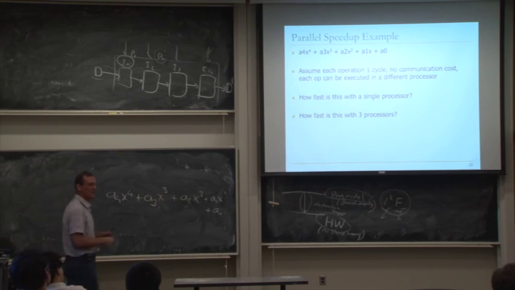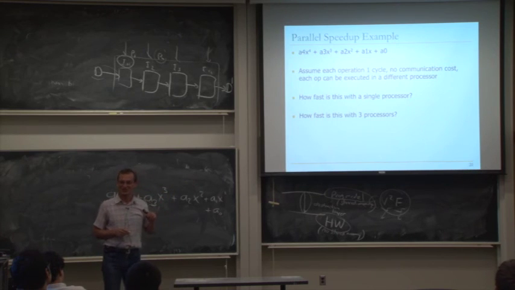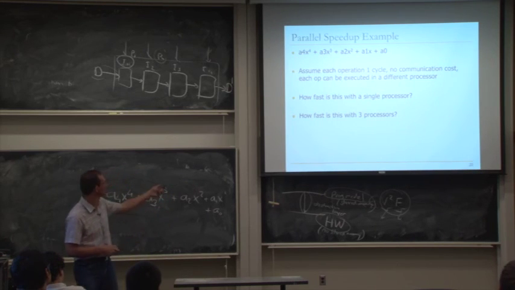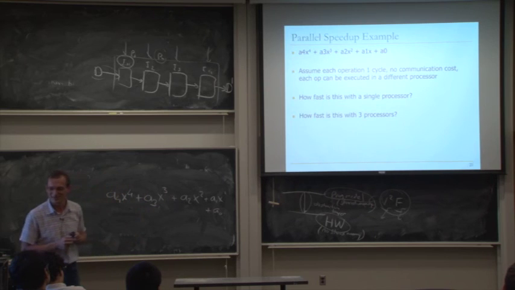And I guess the third question is, what is the speedup of 3 processors over 1 processor? I guess that's easy to do once you calculate the answers to the first 2 questions.